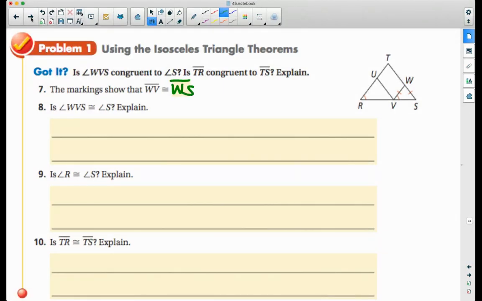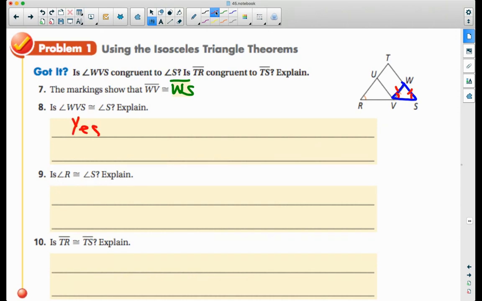Is angle WVS congruent to angle S? Explain. All right, so let's look at it. We're looking at this little triangle right there. We're given these two segments are congruent. If those two segments are congruent, then those two angles have to be congruent. It's that simple.